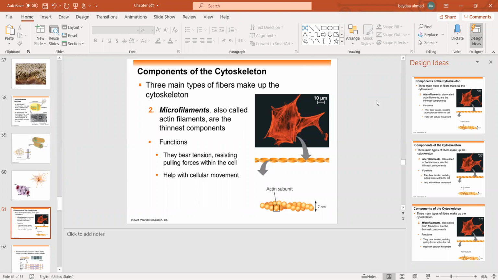The second component of our cytoskeleton, we have microfilaments. They are also called actin filaments because they are built from molecules of actin, a globular protein. A microfilament is a twisted, double chain of actin subunits. The structural role of microfilaments in the cytoskeleton is to bear tension, pulling forces. The three-dimensional network formed by microfilaments just inside the plasma membrane, we call the cortical microfilaments, helps support the cell shape.